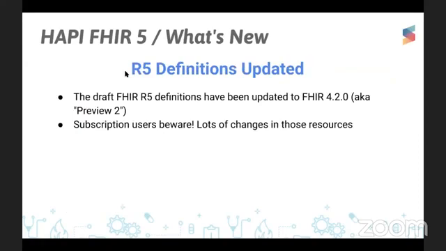Another big thing, and this is important, especially to anyone who will be at the FHIR Connectathon, which also kicks off later on today. The R5 definitions, which are of course draft, they're not final yet, but we have updated to the latest FHIR R5 definitions. This is what's called Preview 2 or FHIR 4.2.0, and it makes me happy that HAPI is no longer on a version which is almost exactly the same as the FHIR version, because that creates a weird correlation that doesn't actually exist.